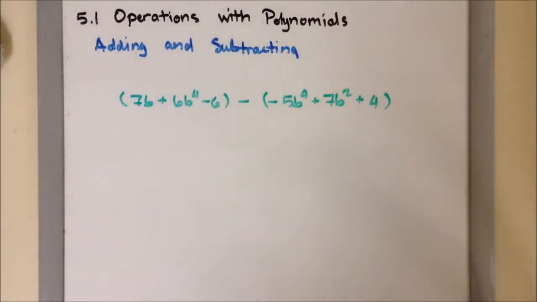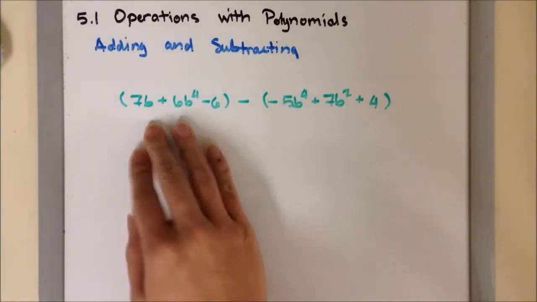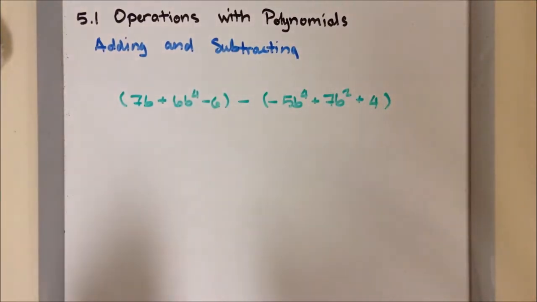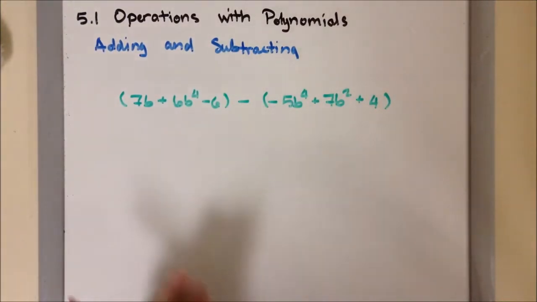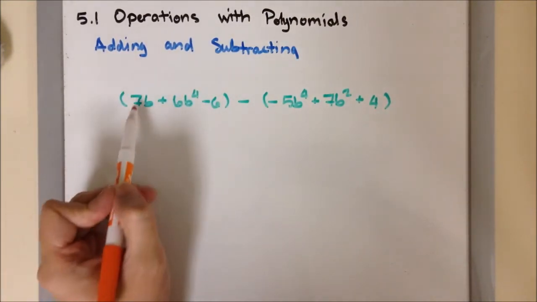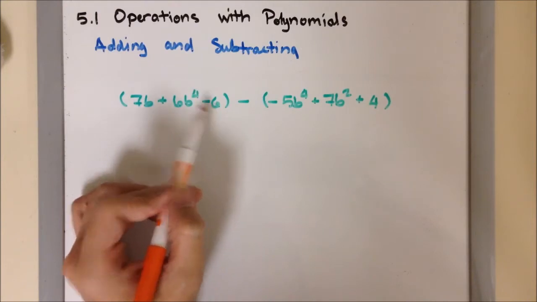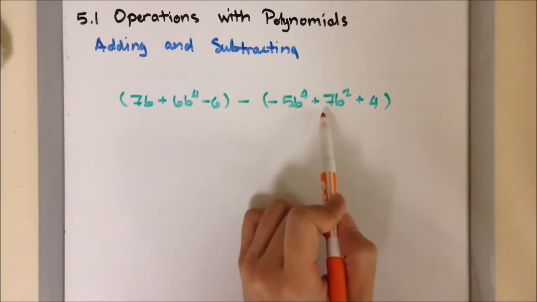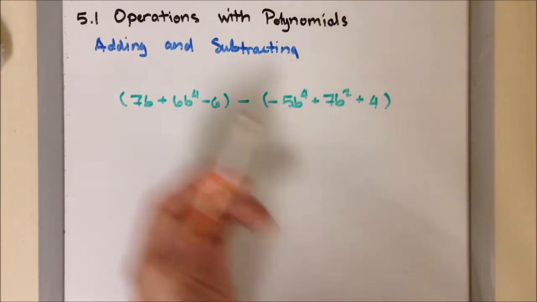Alright, in this next part, we are going to be focused on subtracting polynomials. So I have a 3-term trinomial subtracted by another 3-term trinomial. So, just like before, we're going to combine like terms with same variables and same exponent. Alright, so I have 7b plus 6b to the 4th minus 6 in the first set. Second set, negative 5b to the 4th plus 7b squared plus 4.